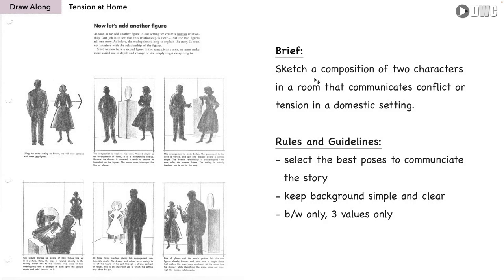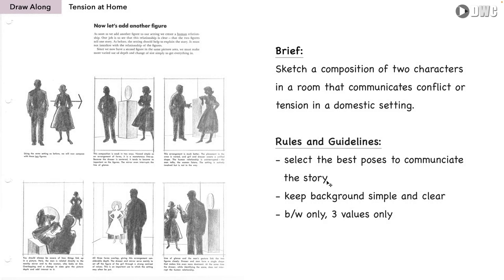So here's our assignment. Sketch a composition of two characters in a room that communicates conflict or tension in a domestic setting. Domestic setting means your house, your backyard, your home. So it's probably going to be some sort of story between two family members, two close friends, something like that. You can choose what two characters to draw. I'm probably going to draw a man and a woman. So I'm going to imply a couple and we're going to sketch a room.